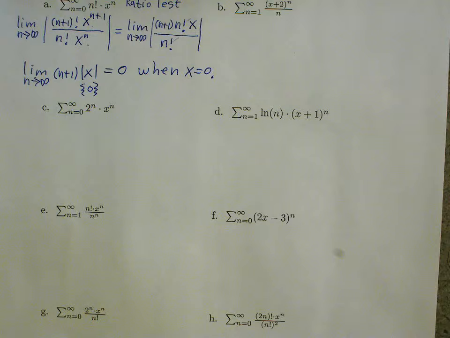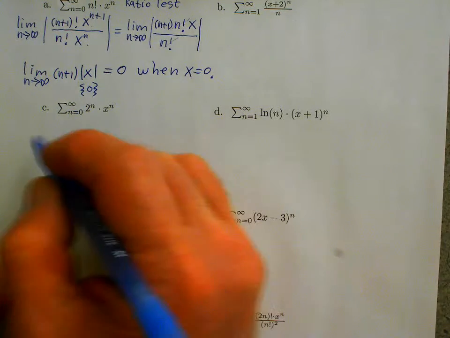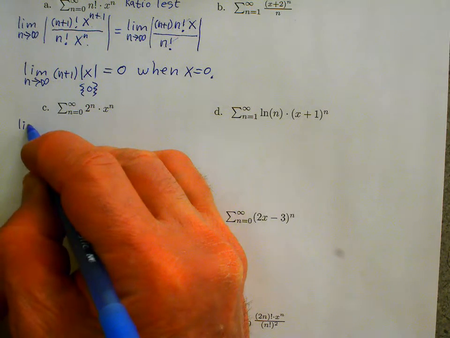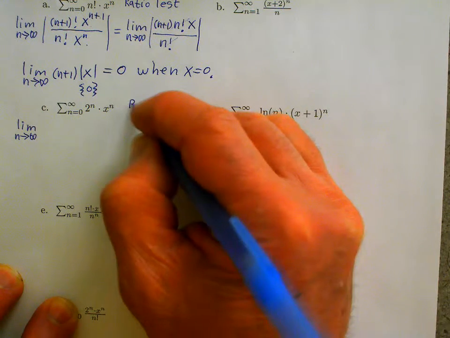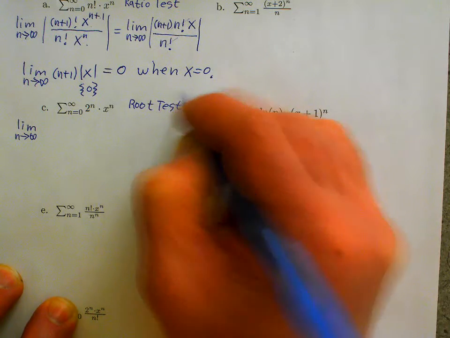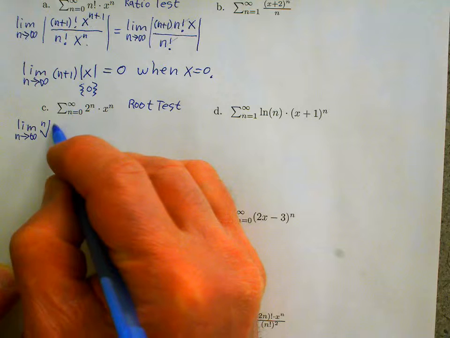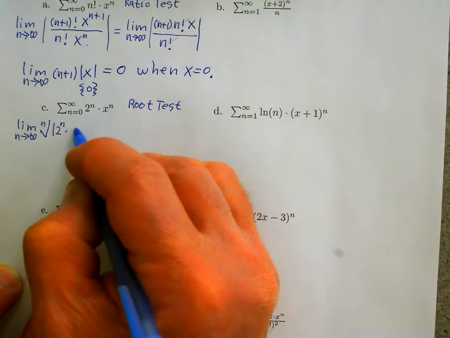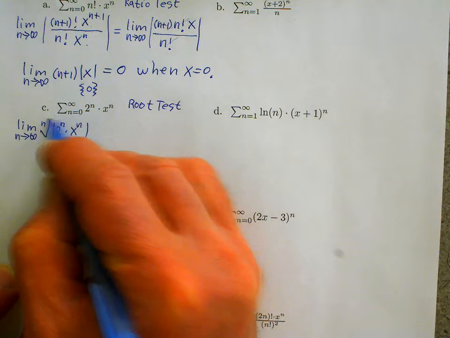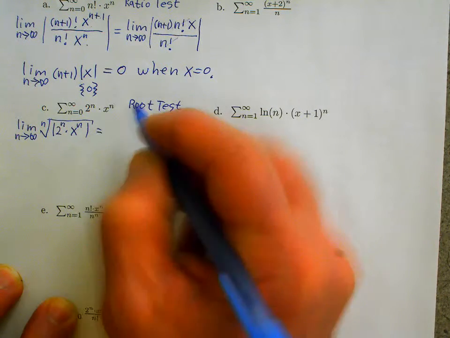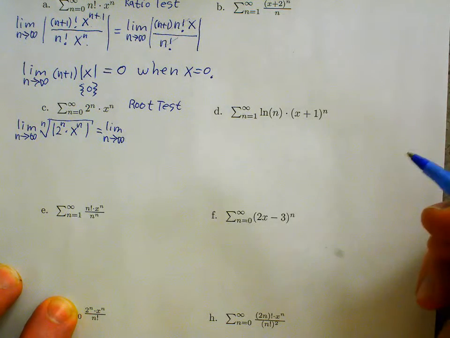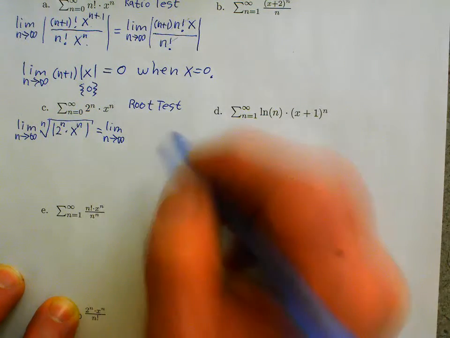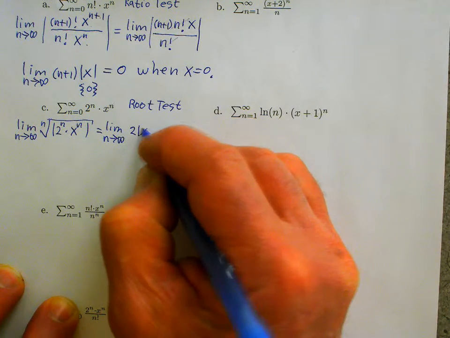Root test? Yeah, we can use the root test. Can also use something else. I'll just mention that a little bit later. So the root test, so the nth root of the absolute value of 2 to the nth times x to the nth. So the nth root of 2 to the n times x to the n in absolute value is 2 times the absolute value of x.